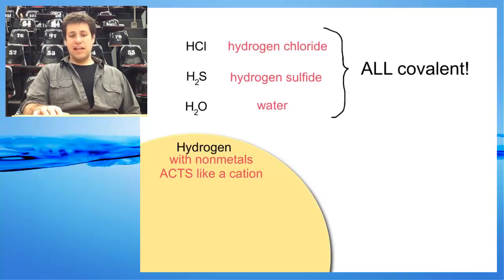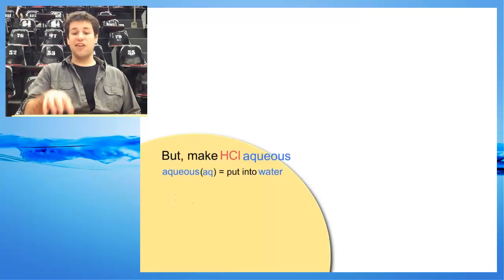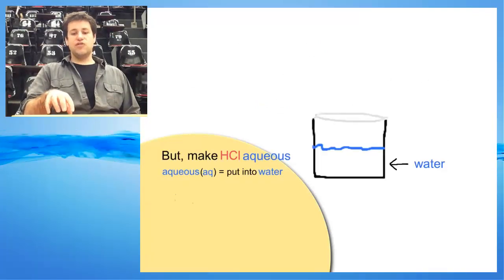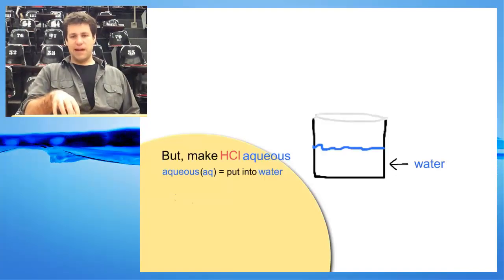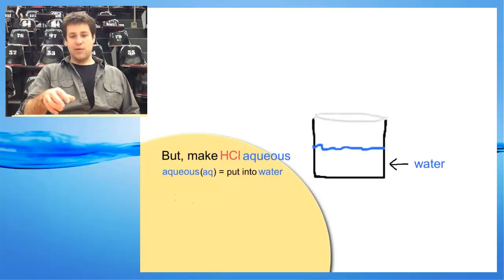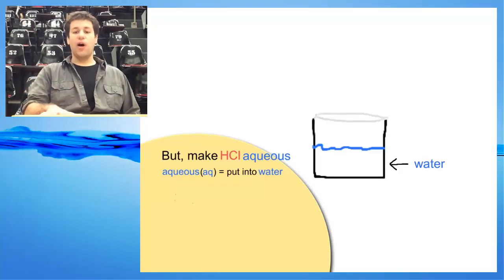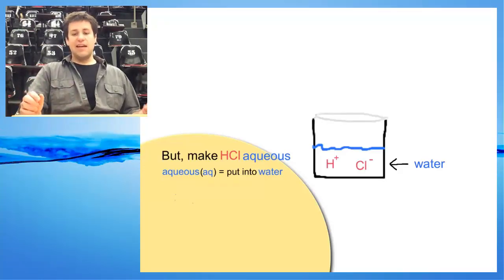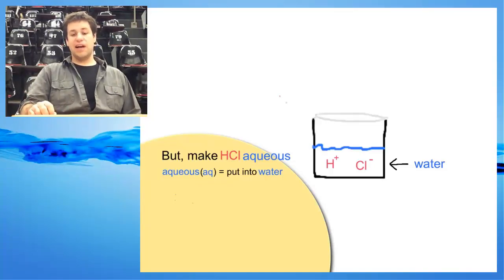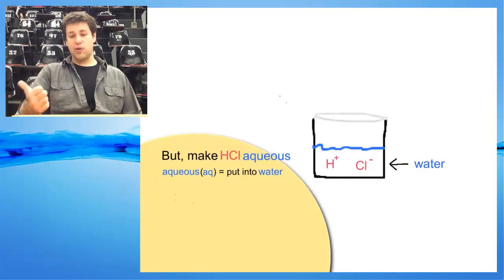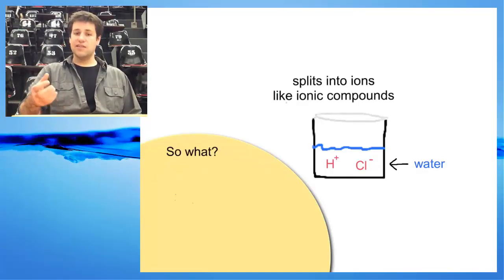HCl, H2S, H2O, if you were to look at them like ions, they're charge balanced. But the thing is, they're all covalent. But as soon as you make any of those hydrogen charge balanced compounds, where it's with a nonmetal, aqueous, something like HCl, if you make it aqueous, meaning you put it into water, as soon as you do that, it acts just like a cation. It splits into two separate ions, the hydrogen ion and the chloride ion, just like any other ionic compound, but it still started out as covalent.